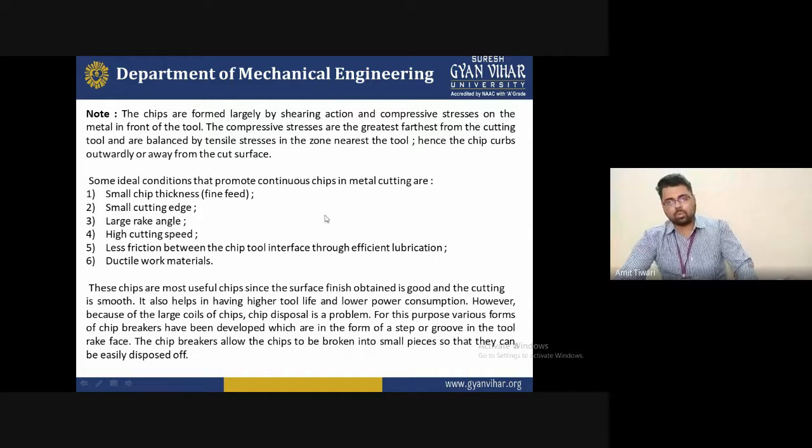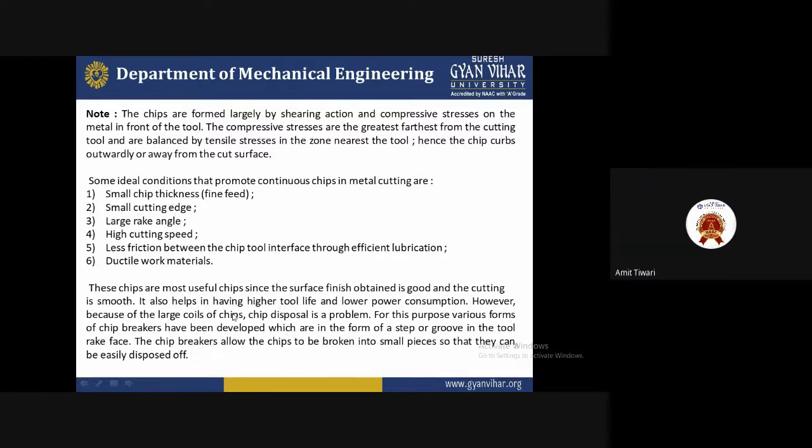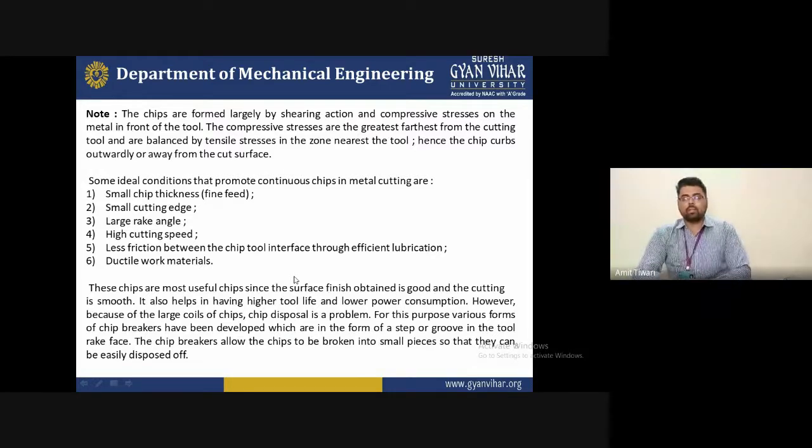These are the conditions that promote the continuous chip in metal cutting. So the continuous chip formation is most useful: the surface quality obtained in good machining with the help of the cutting tool is smooth, and it also helps in higher tool life and low power consumption. However, because of the long coil of the chip, disposal is a problem. So basically, what happens during machining is that maximum compressive forces occur, and with high compressive forces, the depth of cut is increased.